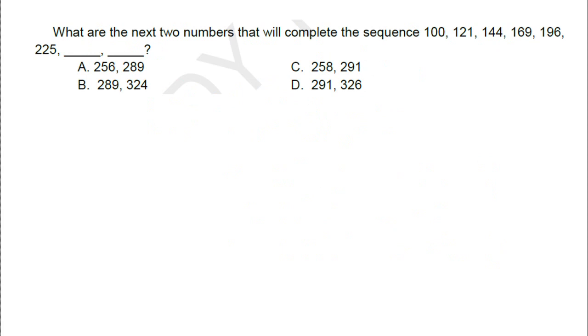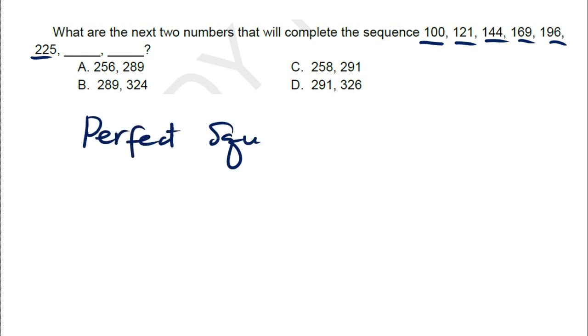What are the next two numbers that will complete the sequence 100, 121, 144, 169, 196, 225, blank and blank? Now notice in the sequence, each term of the sequence is a perfect square. 100, 121, up to 225, these are called perfect squares because each term can be expressed as x squared. 100 can be written as 10 squared, right?